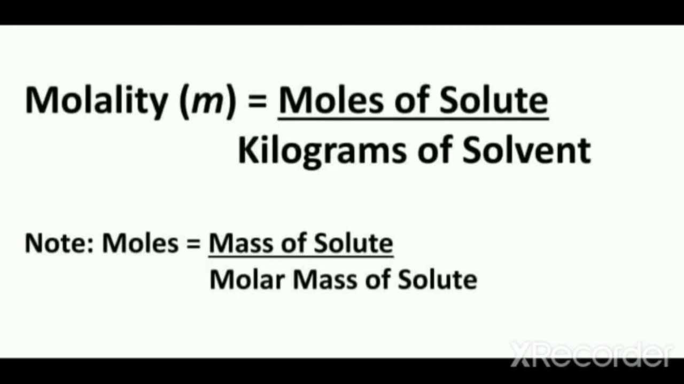Molality m is defined as the number of moles of the solute present in 1 kilogram of the solvent. Now, how can you calculate the number of moles? It is given as mass by molar mass.